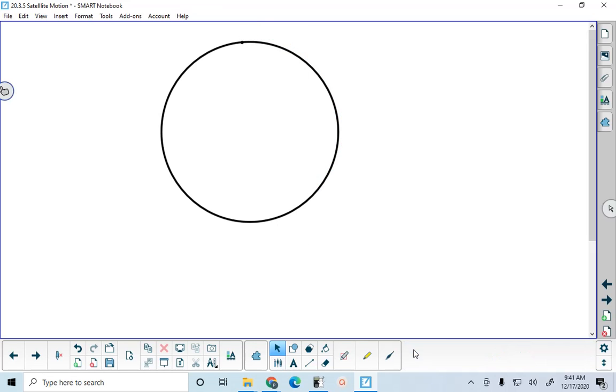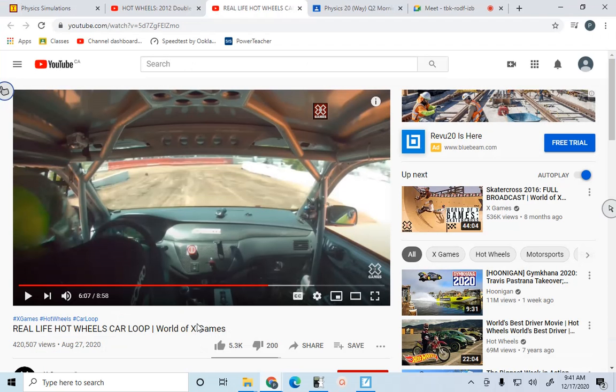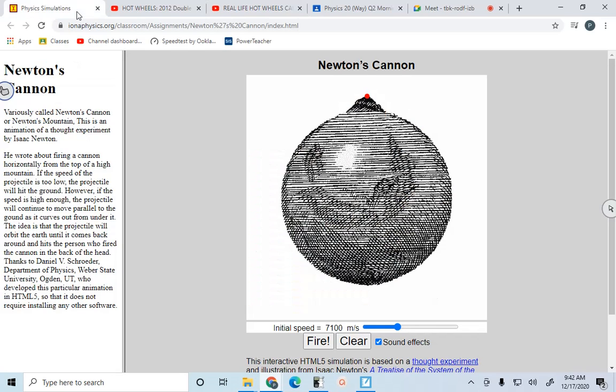So there are a couple of links there in your handout. You can go ahead and look at them on your own time if you like, but I've already got one loaded. It's kind of a corny thing. There's a picture of the Earth, some kind of a diagram. There's a mountaintop, and that red dot is a cannonball. So I'm going to put the speed at 1,400 meters per second and fire this cannonball. And the cannonball falls. Right? It just falls by the base of the mountain.